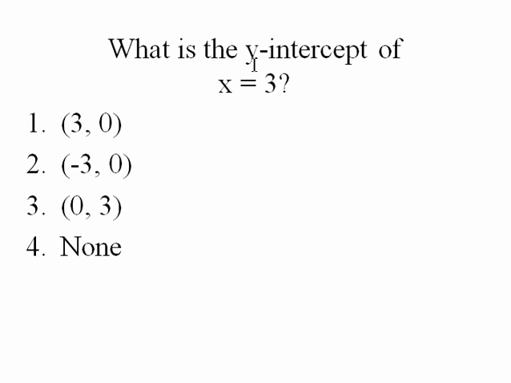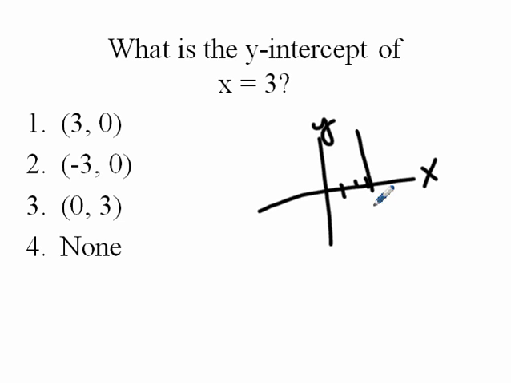Okay, what is the y-intercept of x equals 3? Well, what do we know if x equals 3? Let's think about what this looks like. This is my y-axis, this is my x-axis. So if I have 1, 2, 3, this is where my line is crossing. Do I ever cross the y-axis? No, so I do not have a y-intercept. So sometimes drawing the picture is going to help you with these.